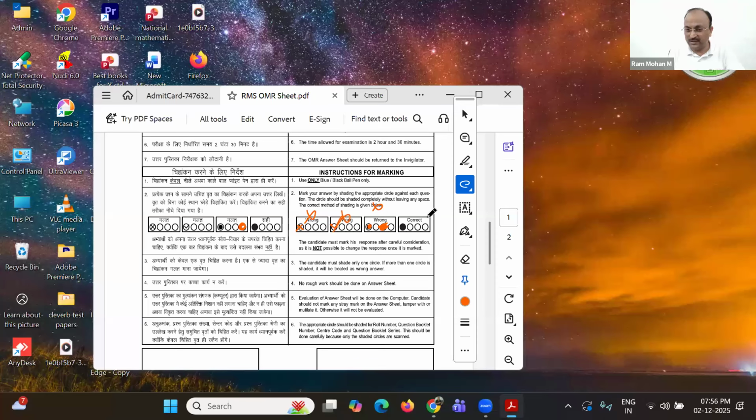What is the correct way of answering? Fill the complete circle blue. How do you fill this? You take the circle, round it, and make it like this. Go inward and fill it. This is the best way to fill the OMR circles. You understood how fast we filled it?